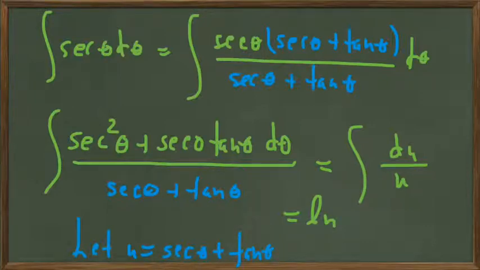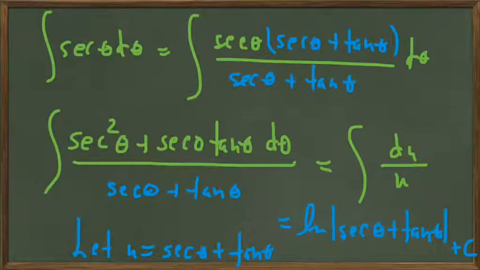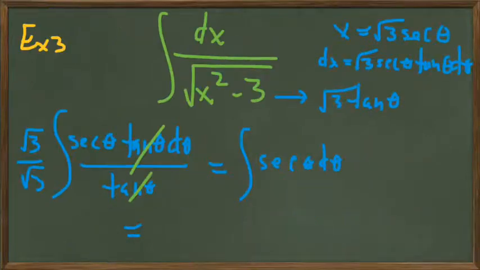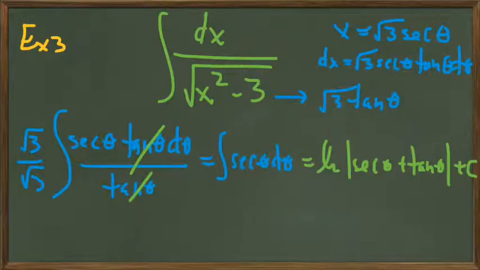But u is secant theta plus tangent theta, so we get ln of secant theta plus tangent theta plus c. So going back to where we were, this is ln of secant theta plus tangent theta. Now, to finish this problem, we have to set up a triangle relationship like we did in Chapter 7 when we were working with inverse trig functions, because we actually are working with inverse trig functions.